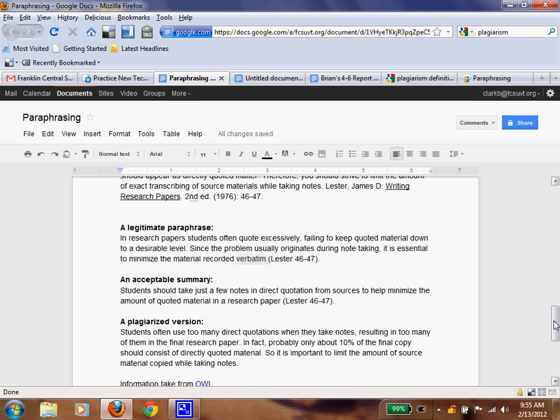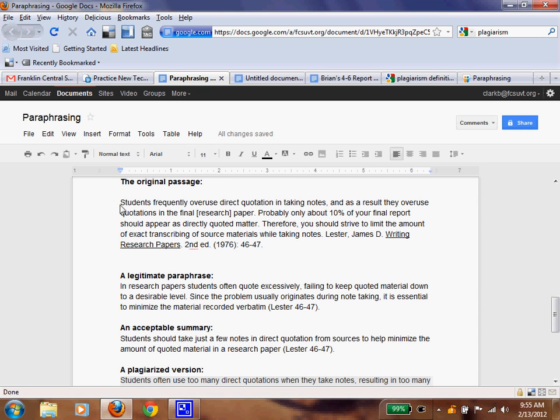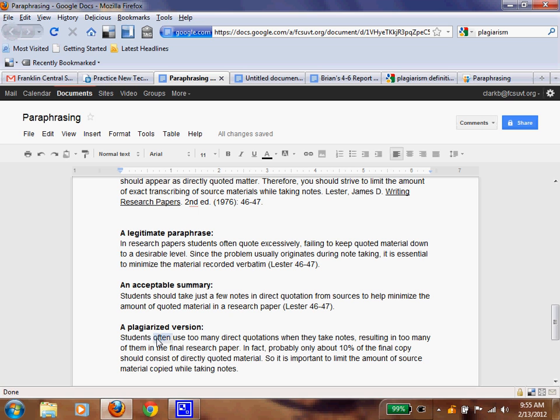This is a plagiarized version. Students use too many direct quotes when they take notes, resulting in too many of them in the final research paper. That right there is fairly similar to this. They just took out a few words, but that's still the main idea, the way they wrote it is very similar. You can't just take out one word, frequently, and say often and expect it to be okay. The entire sentence is still copied except for that one word. So you need to really break down the sentence and choose one or two words that you could use and then go from there.